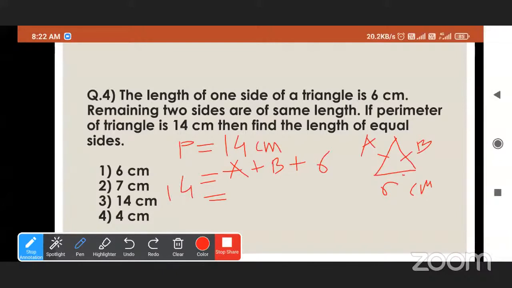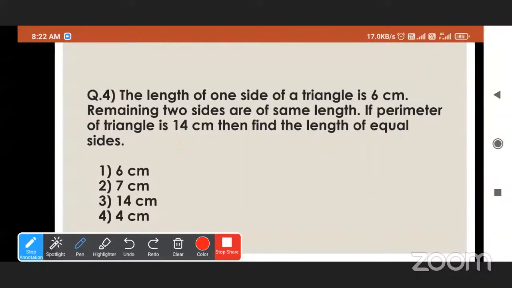The perimeter is 14 already. So 14 minus 6 is 8 centimeters. So 8 centimeters divided by 2, because this is the length of the other two sides. 8 divided by 2 is 4 centimeter. So which one is the correct option? 6 centimeter, 7 centimeter, 14 centimeter, or 4 centimeter? The fourth one is the right answer.